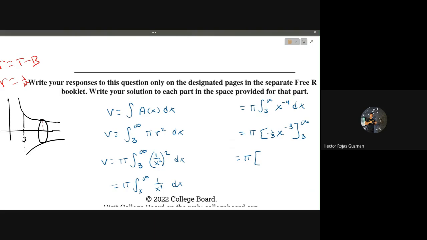You know what? Let me factor out that negative 1/3. Oh, my battery, I think it's gonna die. So I'm gonna factor out the negative 1/3 and just go ahead and plug in the infinity here, minus 1 over 3 cubed. And if I lose you, let me know.